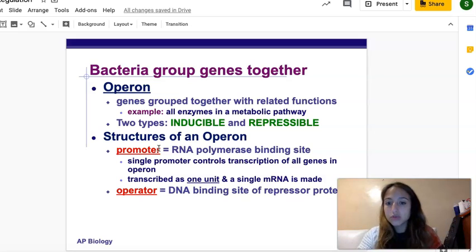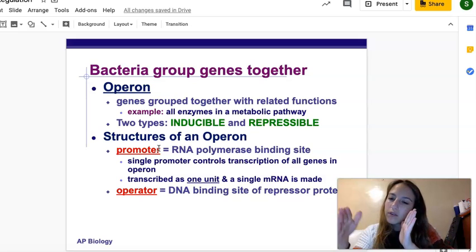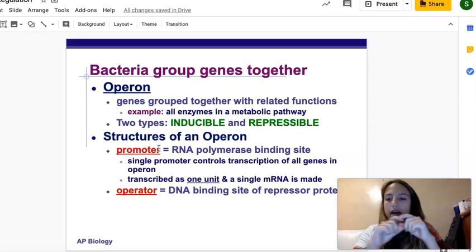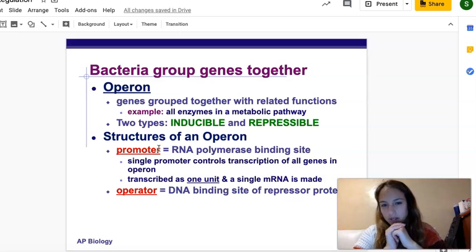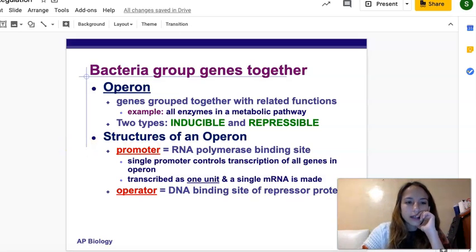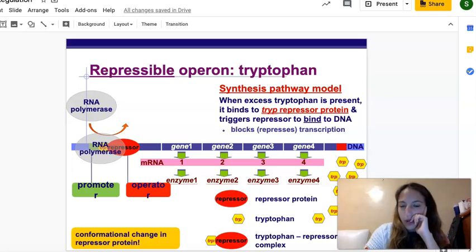And how is it going to be switched on or switched off? With the presence of regulatory proteins. One particular regulatory protein is the repressor protein. If there's a repressor protein at the operator, it does just that. It represses RNA polymerase from moving along the DNA and transcribing that DNA into mRNA. So it represses transcription.